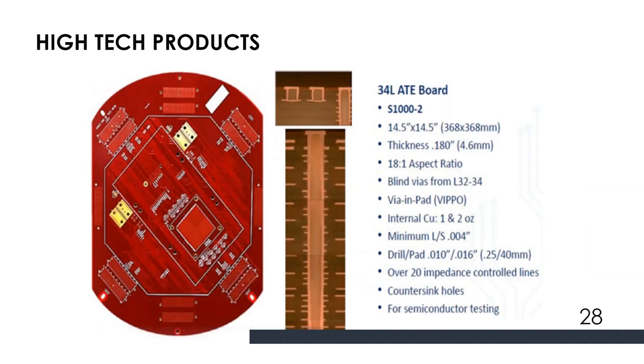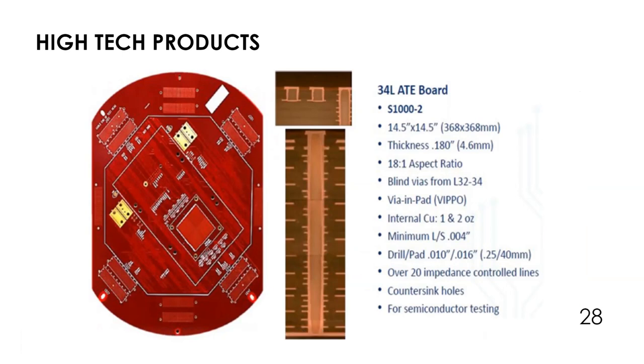These are very high aspect ratio boards, you can see there. Even after introducing this high aspect ratio, like 34 layer ATE boards, these ATE boards can go up to 40, 45 layers also. What do ATE boards mean? These are automatic test equipment. IPs are there, right? Intellectual properties. Whenever any company designs those IPs for a specific program, those IPs have to be tested. To test those, you need these boards. It is a special material, S1002. Aspect ratio is here 18:1.